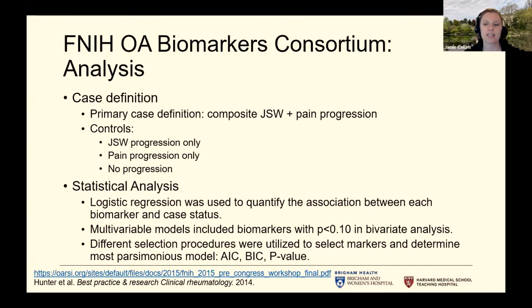So for the statistical analysis, we used logistic regression to quantify the association between each biomarker and case status. Multivariable models included biomarkers with a p-value less than 0.10 in bivariate analysis. And different selection procedures were utilized to select markers and determine the most parsimonious model. So we used the AIC, the BIC, and the p-value. The AIC tends to favor more complex models that risk overfitting, where the BIC tends to favor less complex, more parsimonious models, but there's a chance of underfitting.